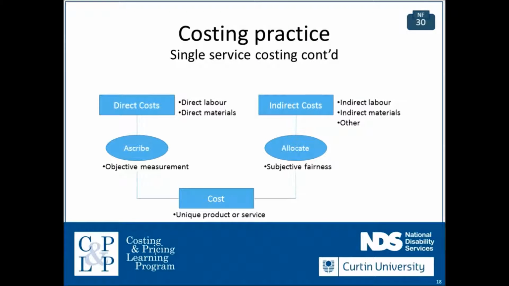Therefore, there's two things about allocation that are really important to remember. The first is it is subjective, and therefore it's subject to change and subject to equity, if you like, making sure that it's allocated in a way that is supportable and sustainable for your organisation. But the second is it needs to be allocated in a fair way so that all of your costs are allocated across all of your activities.